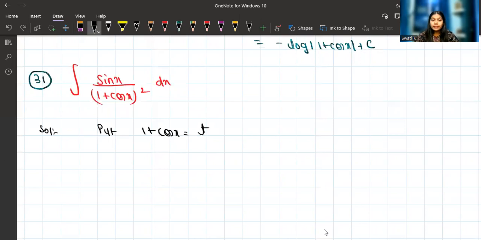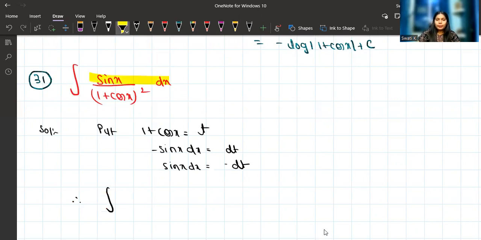So if you do the derivative, it is 0. The cos x derivative is minus sin x dx equals dt. So therefore, sin x dx will be nothing but minus dt. Therefore, we can write this as integration. For sin x dx, we have minus dt, so it will become minus dt here, upon 1 plus cos x, which we have taken as t, so t square. But this is very simple. Minus outside, integration 1 upon t square.